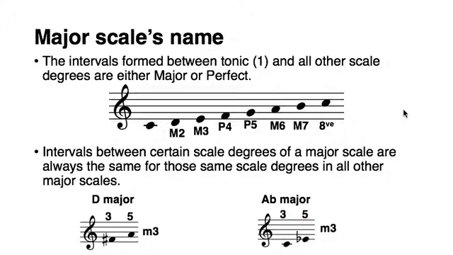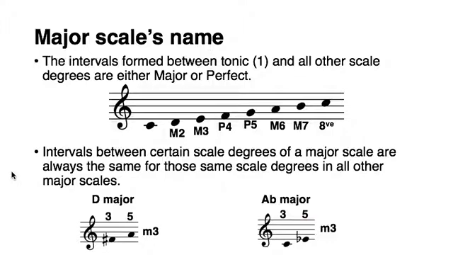Now, while I have done this here for C major, these intervals, these relationships are true for any major scale because the pattern of whole tones and semitones is always the same. The intervals follow suit. They will always be the same. Right? So in any major scale, the intervals between scale degree 1 and the other scale degrees are either major or perfect. That is to say as well that intervals between any other scale degrees of a major scale are always the same for those same scale degrees in all other major scales.